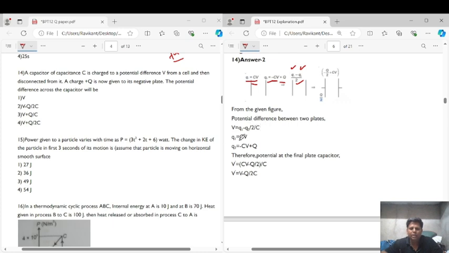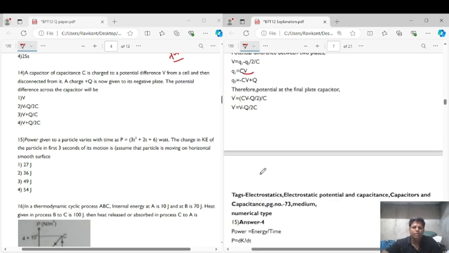Here Q1 is C into V, that is the charge on the positive plate, and Q2 is equal to minus CV plus Q. Putting the values, we get V equals V minus Q by 2C, right? So the correct answer for question number 14 is V minus Q by 2C. So that is option number 2. So for question number 14, the correct answer is option number 2.